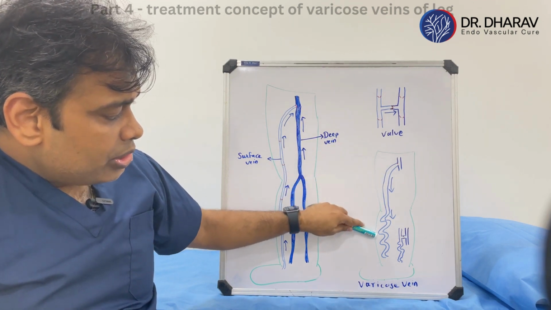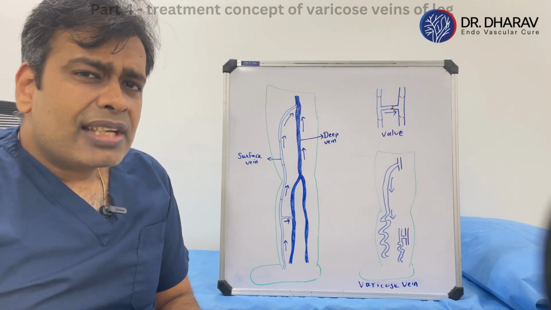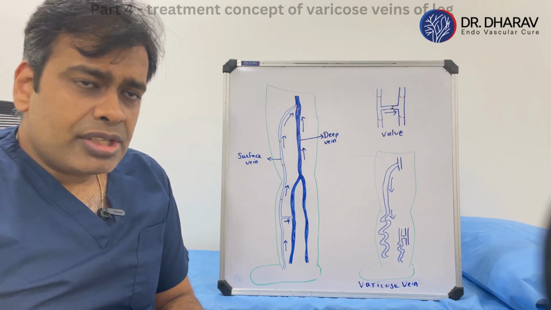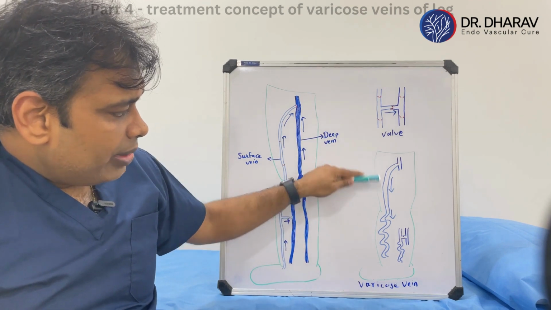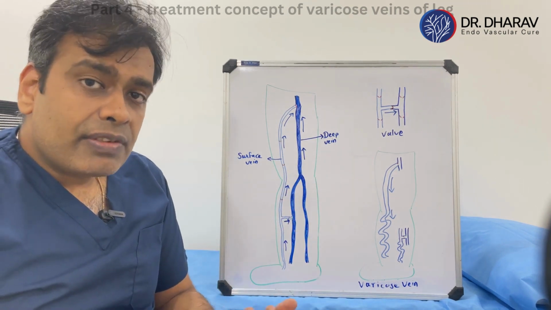And for this leg varicosity, we can do sclerotherapy. Sclerotherapy is nothing but a small injection. We use a special liquid sclerosing agent to block this abnormal vein. So it's a combination of both glue and sclerotherapy. So that's how we can treat the varicose veins.